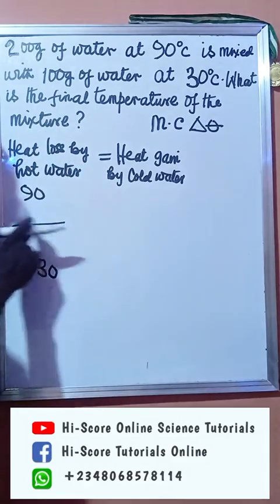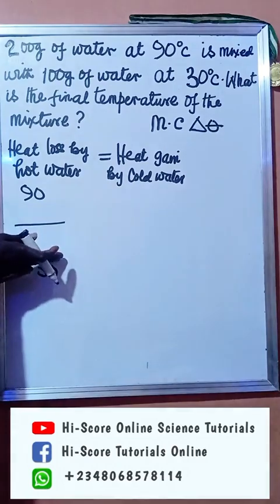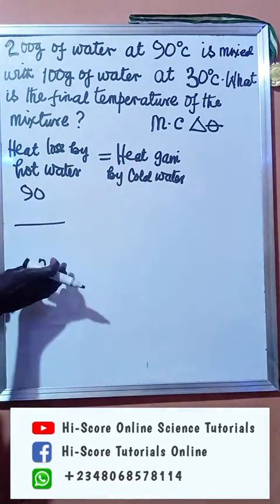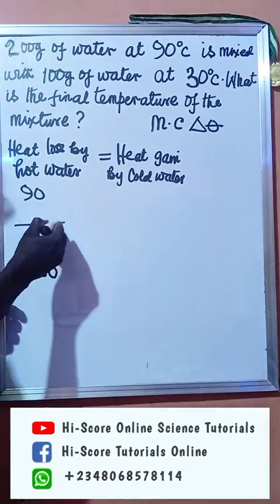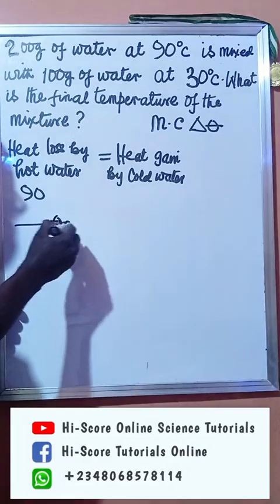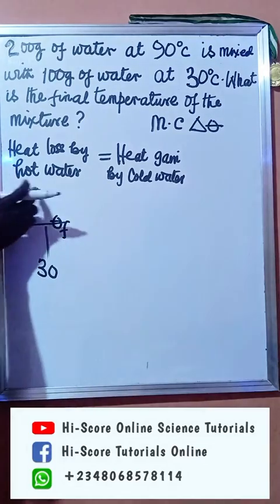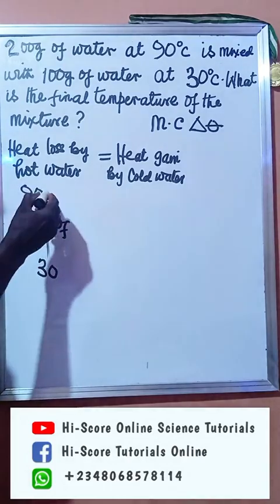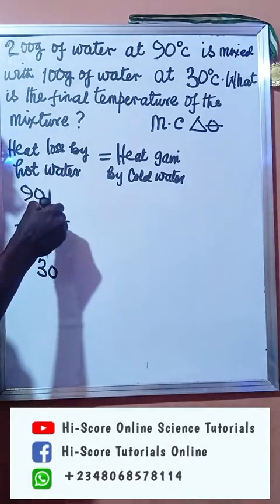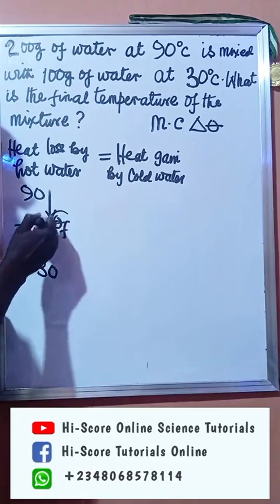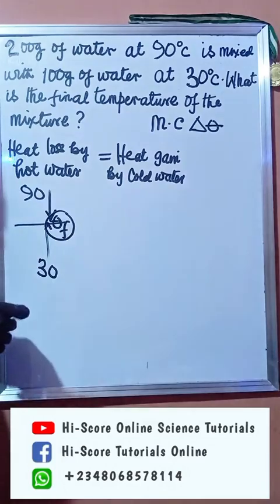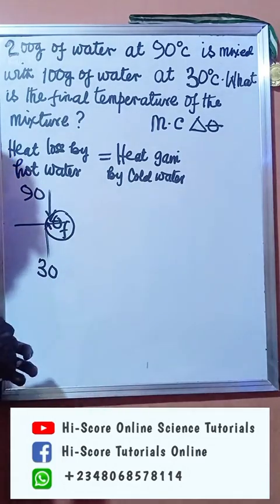So the value we must have must fall between 30 and 90, because the cold body will have to rise in temperature from 30 to what we call theta final, theta F, while the hot body will lose temperature from 90 down to a lower temperature, which we also call theta final, and by this we assume what we call thermal equilibrium.